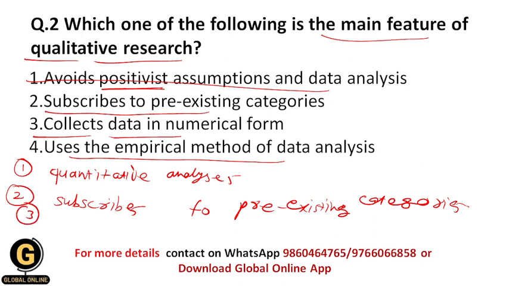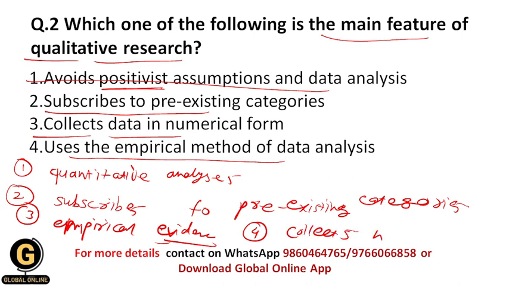Now the third characteristic of the positivist approach is that it is based upon empirical evidence, and that's why empirical evidence is gathered and analyzed here. Empirical evidence means the evidence which is based upon observations and measurements of the data. And the fourth one is that it collects numerical data.